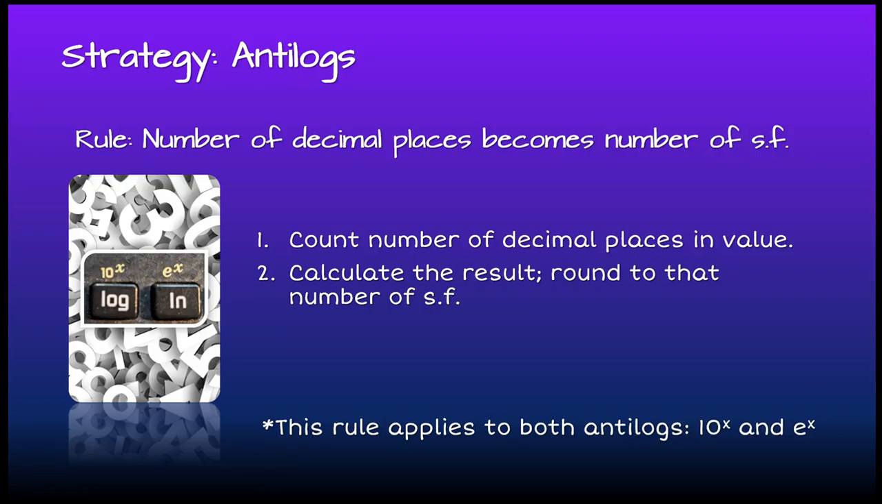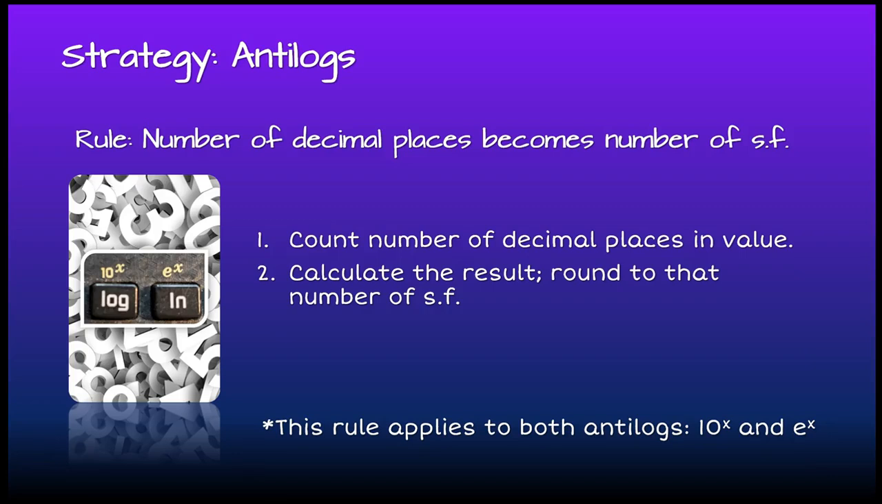For calculations involving anti-logs, either log base 10, 10 to the x, or natural log, e to the x, the number of decimal places in the value becomes the number of sig figs in the result. We have to make a switch here as well. Our strategy is to count the decimal places in the value, then round the calculated result to that number of sig figs. If there were 3 decimal places in the value, for example, the result will have 3 sig figs.